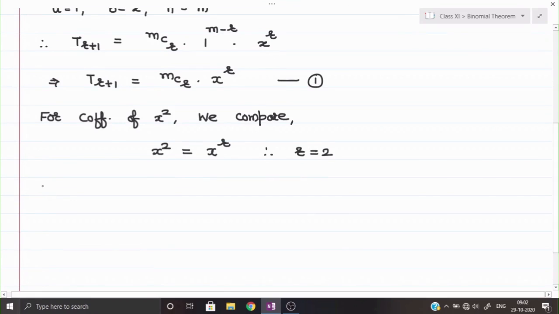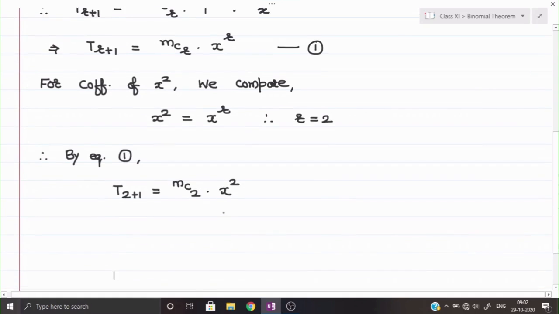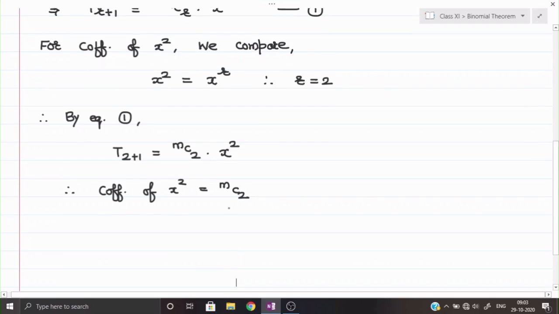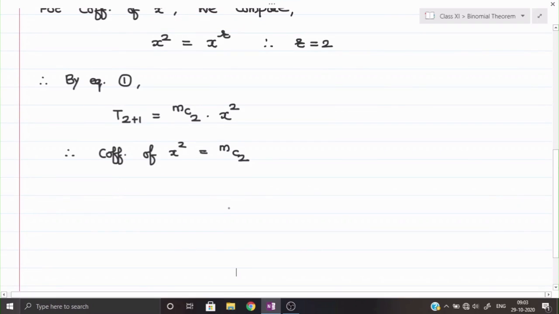So therefore, by equation 1, T(2+1) is equal to mC2 into x to the power 2. Now, whatever is coming along with x square is called its coefficient. So therefore the coefficient of x square will be equal to mC2. Now, according to the question, the coefficient of x square is given, that is given as 6.